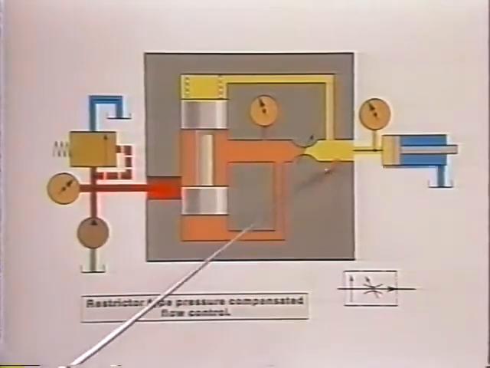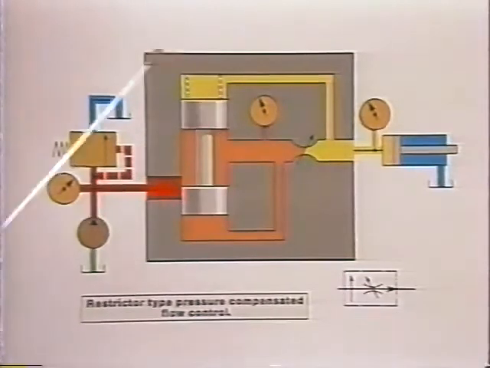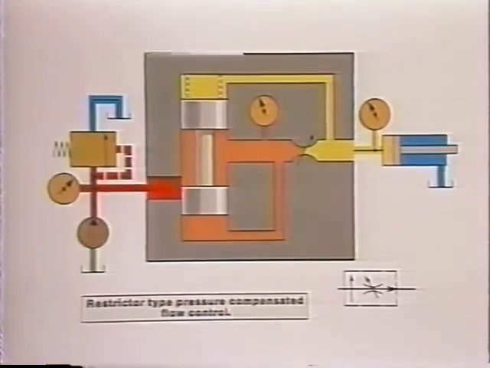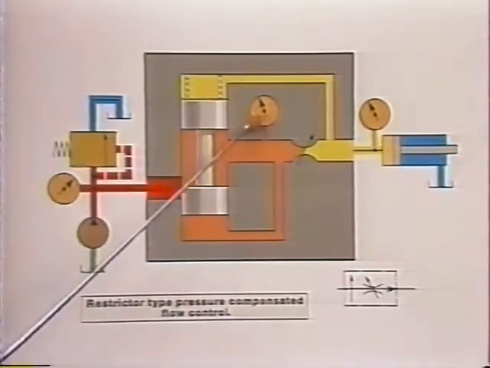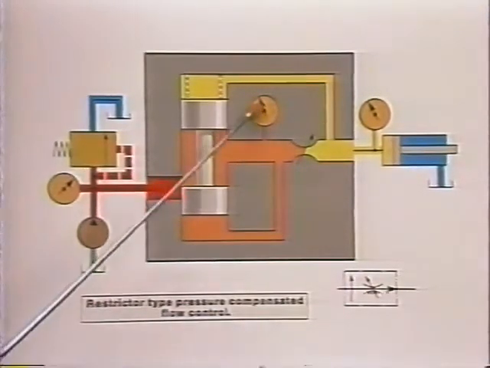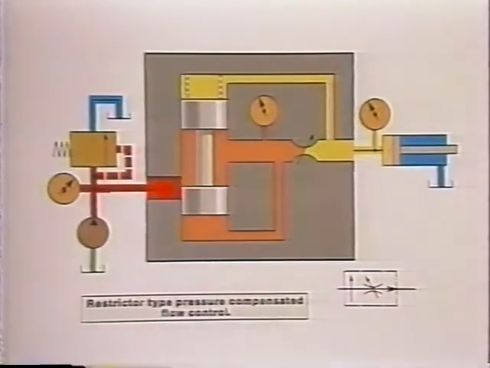We have a sensing line from the workload side of the cylinder, and whatever pressure we need to move that cylinder adds to the 20 psi spring. So the pressure here will always balance out the spring force plus the workload pressure. We have 100 psi plus a spring that's worth 20. So the pressure at this point will be 120 psi. The pressure difference across the throttle is 20 psi, and the flow will be 5 gallons per minute.